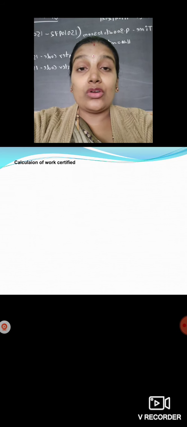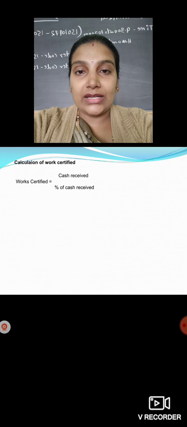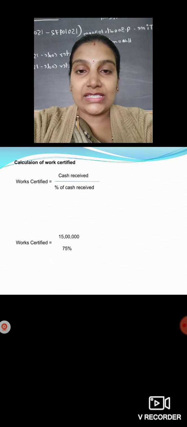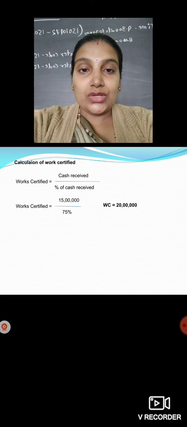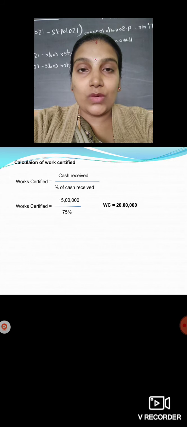First we'll make a working note of work certified, how much we have to calculate it. So work certified equal to cash received divided by percentage of cash received. How much will we get? 15 lakh we have cash received, it is 75% of cash received. So it is 20 lakh. We have work certified how much?